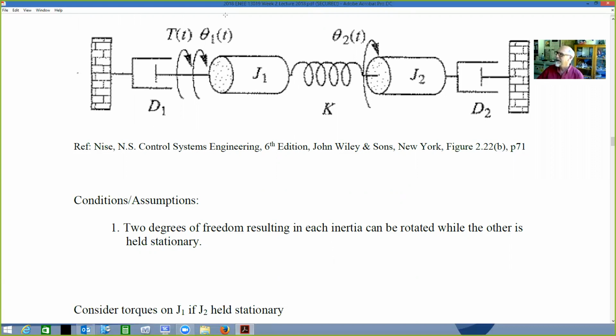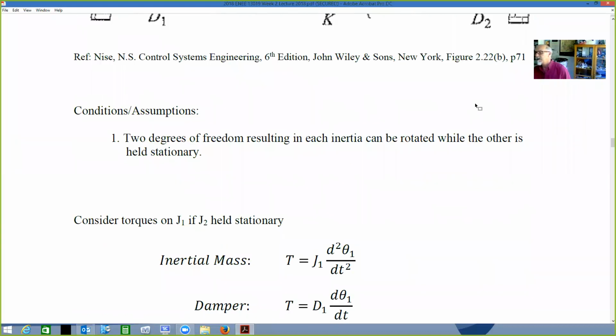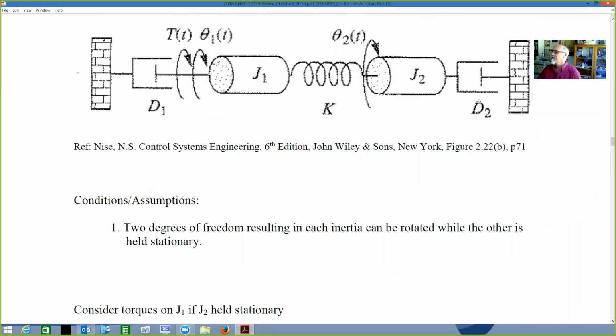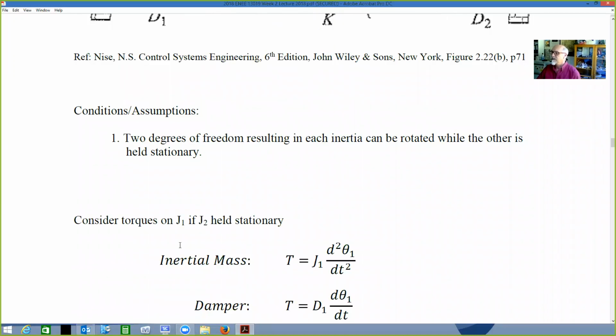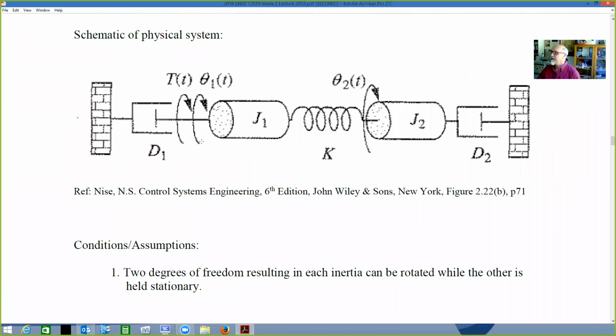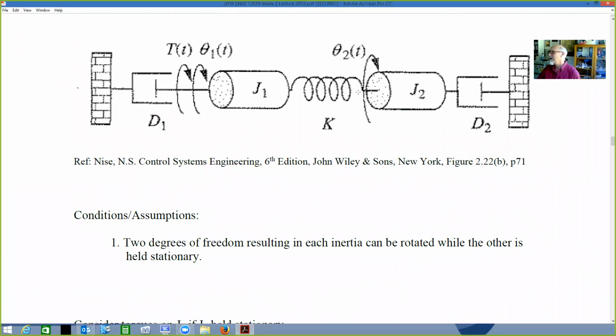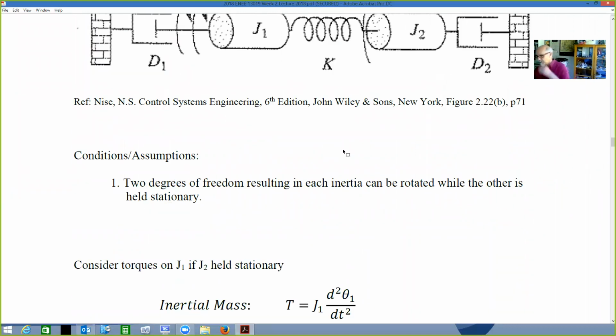What we're going to do is start saying, if we hold this stationary and this twists and turns and bobs backwards and forwards, what does this do in relationship to that? Then we're going to hold this steady for argument's sake, and see what happens when this thing turns and moves backwards and forwards. So what we can do is consider the torques on J1 if J2 is held constant or stationary. We hold J2 stationary and see what happens when J1 twists and moves backwards and forwards.